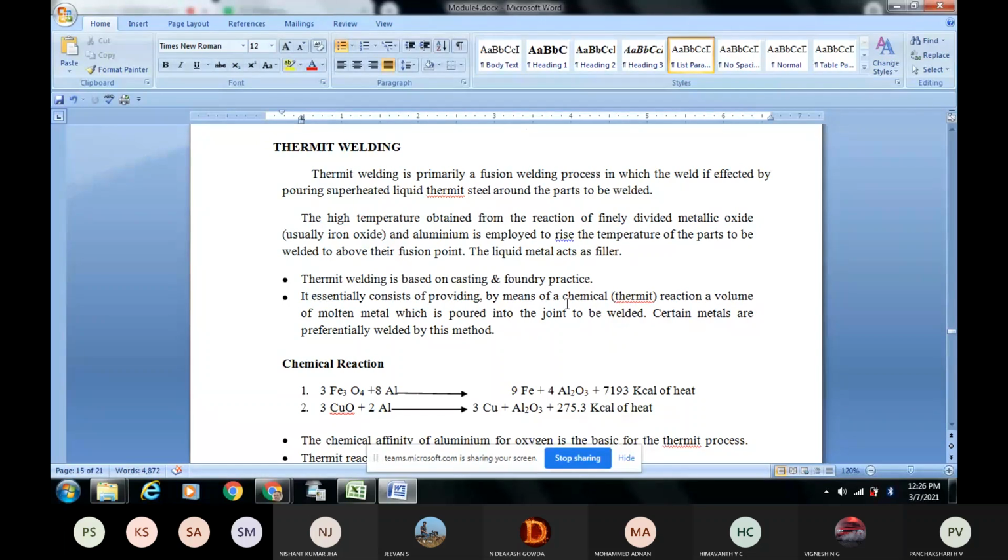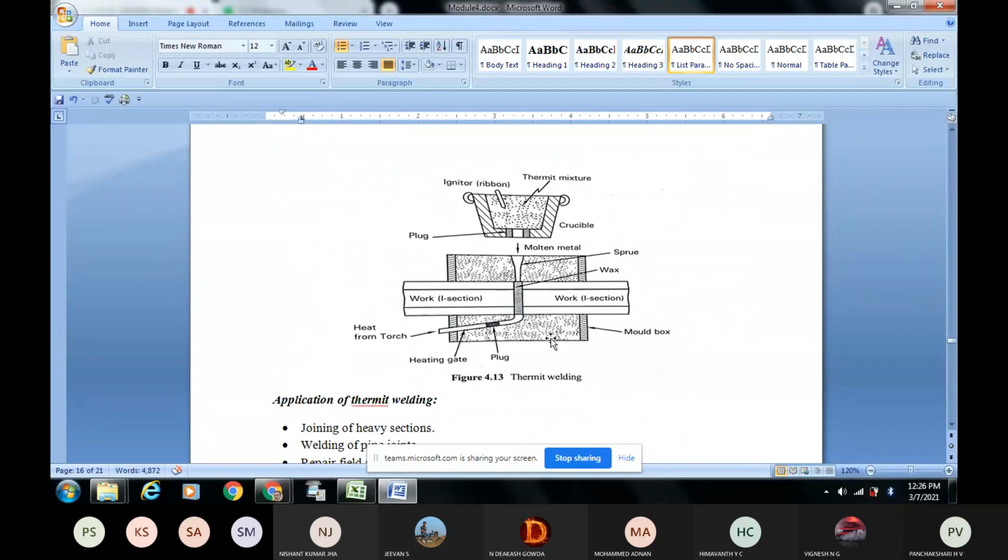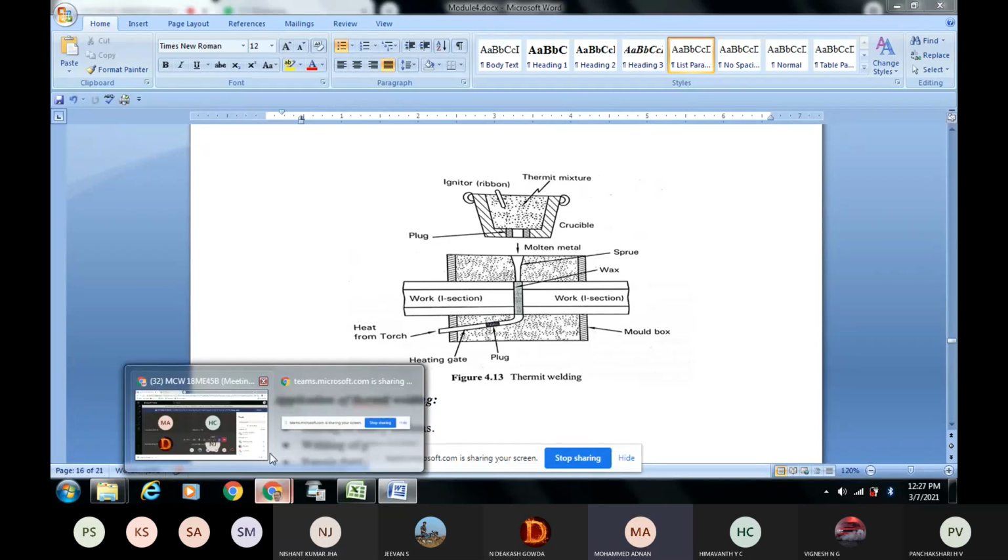Sometimes you might have seen the railway track. Have you seen the railway tracks? How many of you have seen? How many of you have not seen? Railway track, have you seen? Yes, no, sir. No answer means.